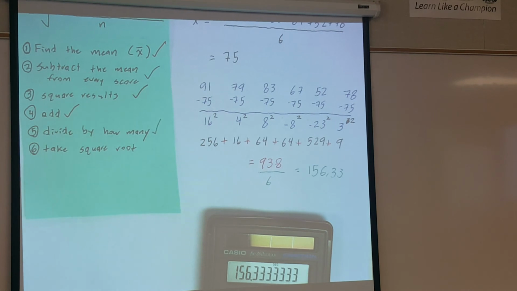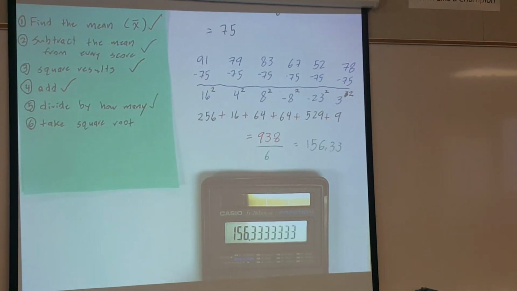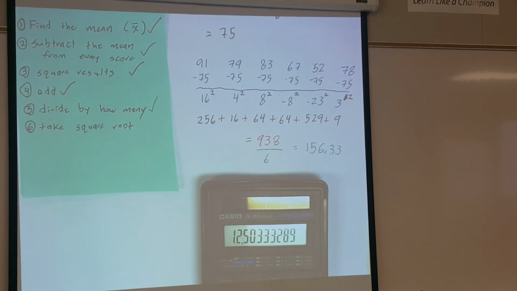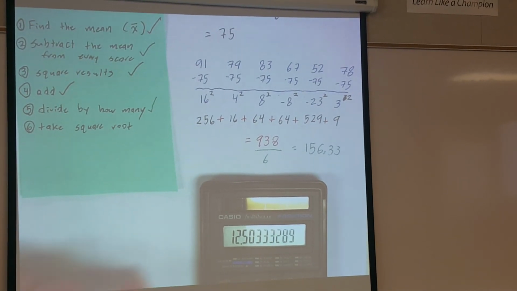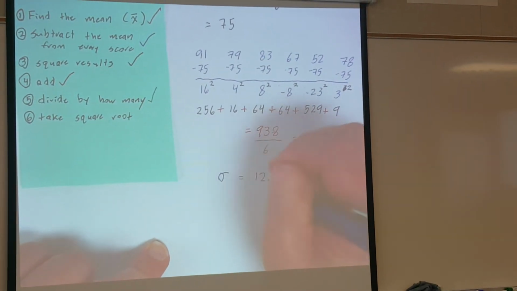So we only have one more thing to do, and luckily we still have this number on our calculator, so we're just going to take the square root. So we take the square root and we find that it's 12.5. So we are done. We have now found the standard deviation, and it's 12.5.